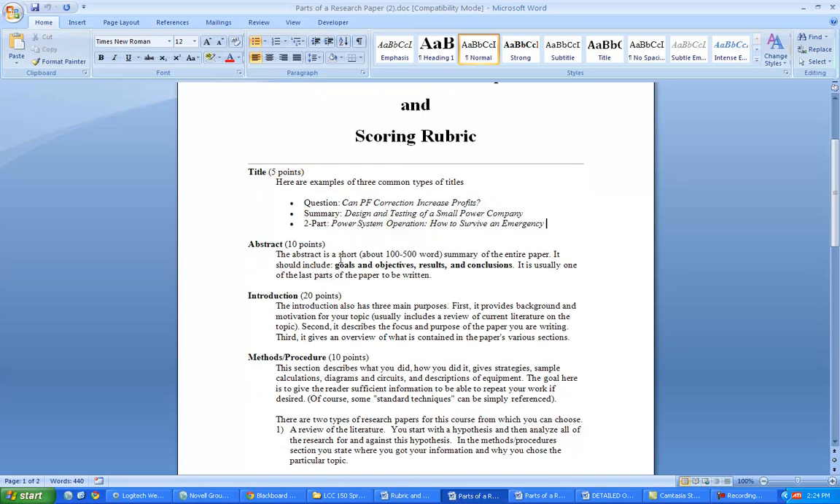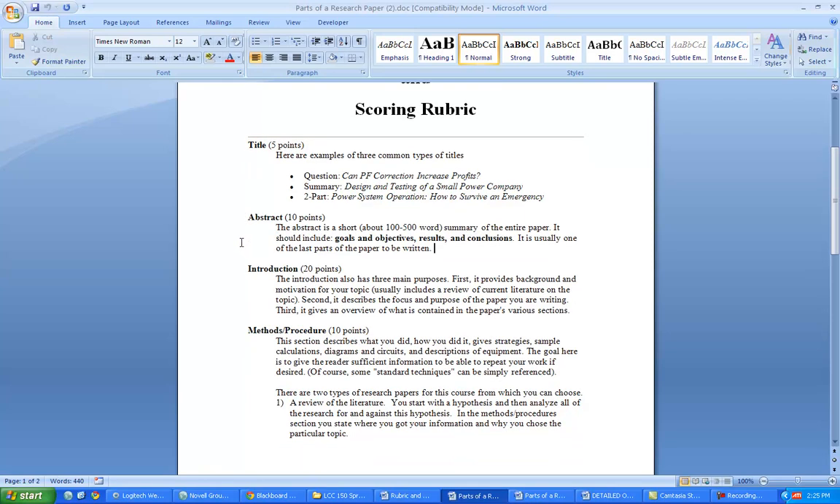Abstract. This is the last thing you write. Okay, it's the last thing you write. It's 10 points. This is like your teaser. In fact, if you did a literature search, you probably looked at the abstract first and said, "That looks interesting," or "That looks boring. I don't want to do it." Or, "That looks really good. I'm going to use it and read a little bit further." In fact, most of you probably read the abstract more than you read the other 20 pages of the paper.